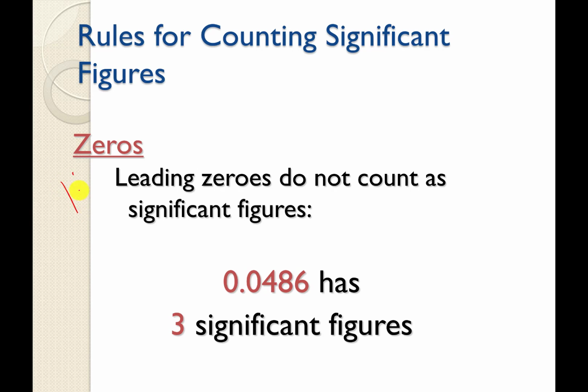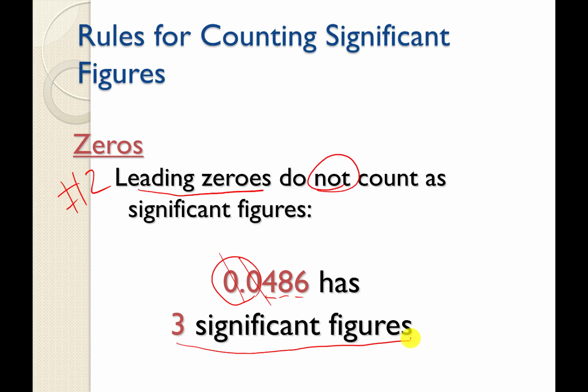Okay, rule number 2. Leading zeros do not count as significant figures. If there are any zeros before you get to a non-zero digit, then those zeros do not count. So these first 2 zeros are not significant. I'm going to cross them out, which just means they're not significant. So in this case, we have 3 significant figures.